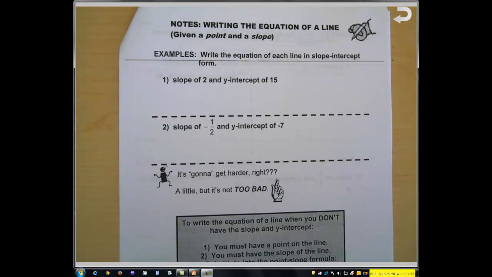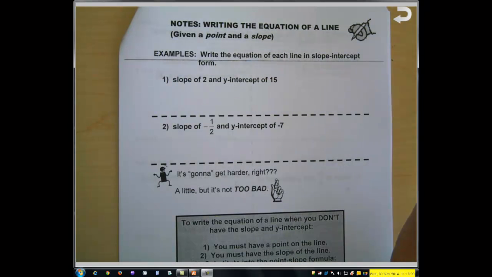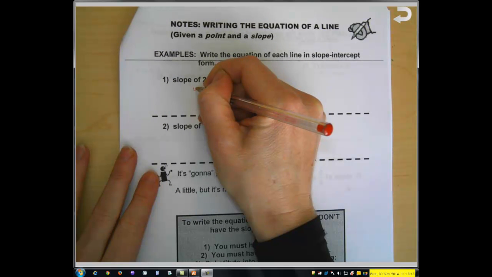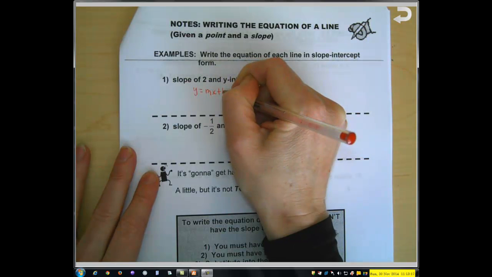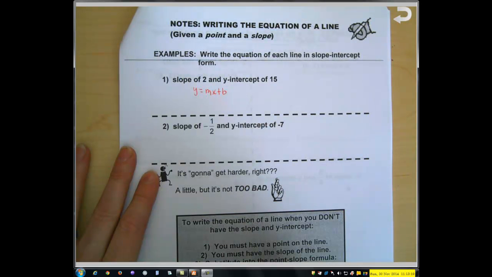And in this unit we're learning about how to take multiple representations of a line and put them in the form of an equation. We already know that when we're given the slope and the y-intercept of the line, we already know how to write the equation of the line. Remember that slope-intercept form is y equals mx plus b.